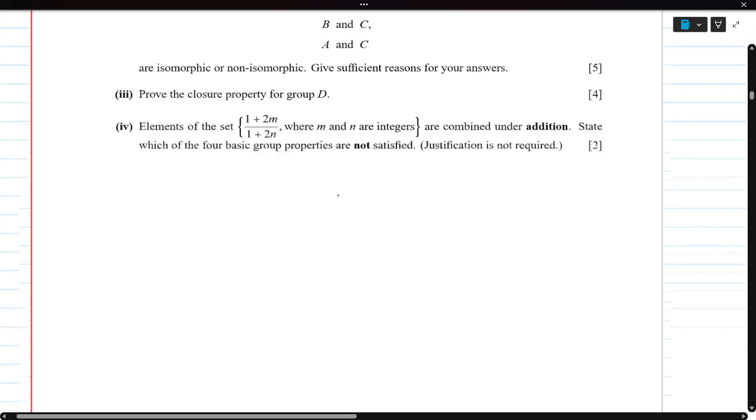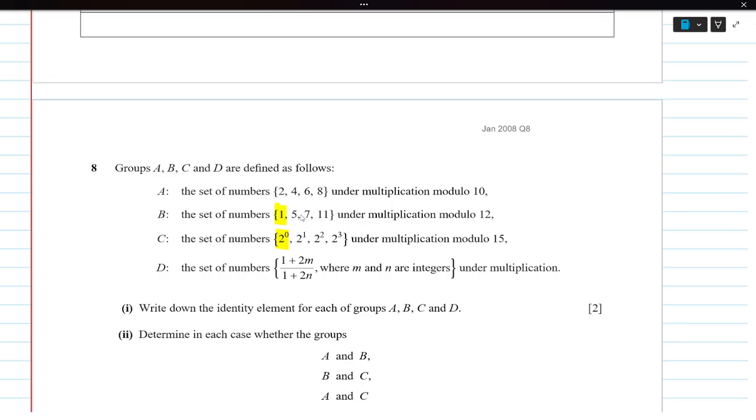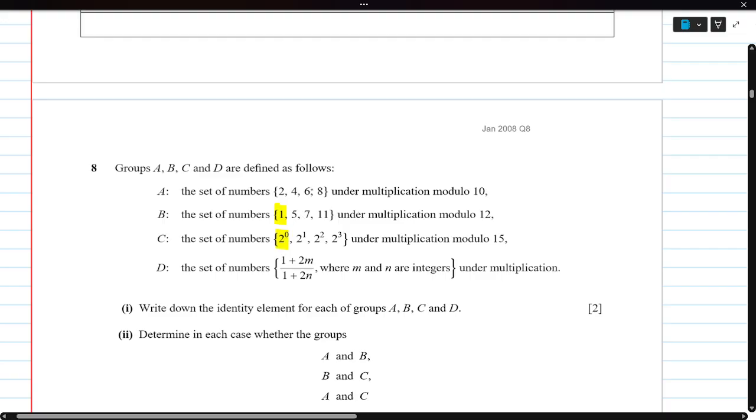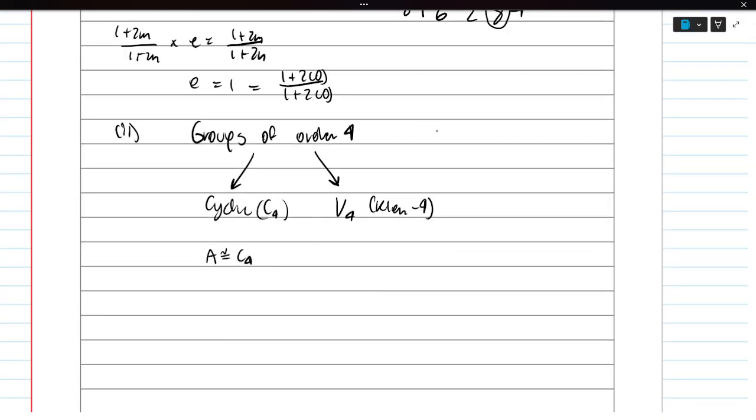Now, if 5 squared is the identity, 7 squared is identity, 11 squared is identity, then this is isomorphic to the Klein 4 group. If it isn't, then it must be isomorphic to C4, which means it's isomorphic to A. So to check this, 5 squared is 25, modulo 12 is 8 plus 5, what is 8 plus 5? 13. So it's 1. Okay, and 1 is identity.